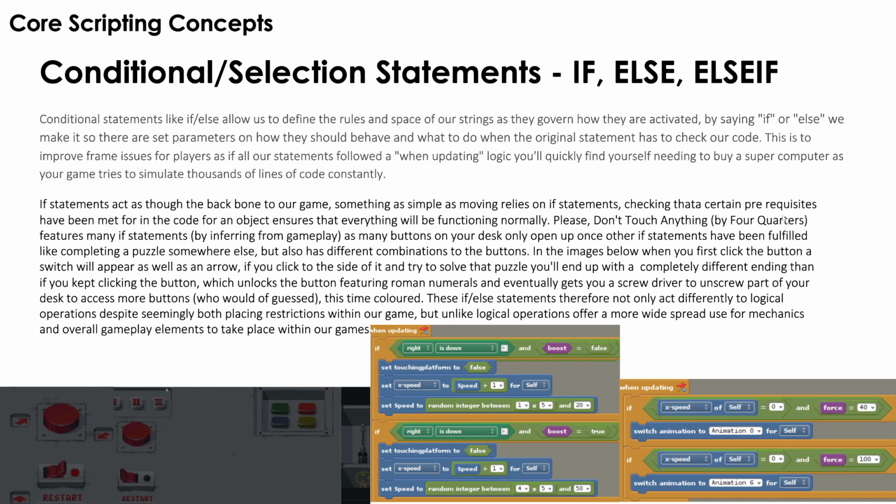Please don't touch anything. Four Quarters features many if statements, as inferred from gameplay, as many buttons on your desk only open up once other if statements have been fulfilled, like completing a puzzle somewhere else, but it also has a different combination to the buttons in the image below. When you first click the button, a switch will appear as well as an arrow. If you click to the side of it and try to solve that puzzle, you'll end up with a completely different ending than if you click the button, which unlocks the button featuring Roman numerals and eventually gets you a screwdriver to unscrew part of your desk to access more buttons. Who would have guessed?